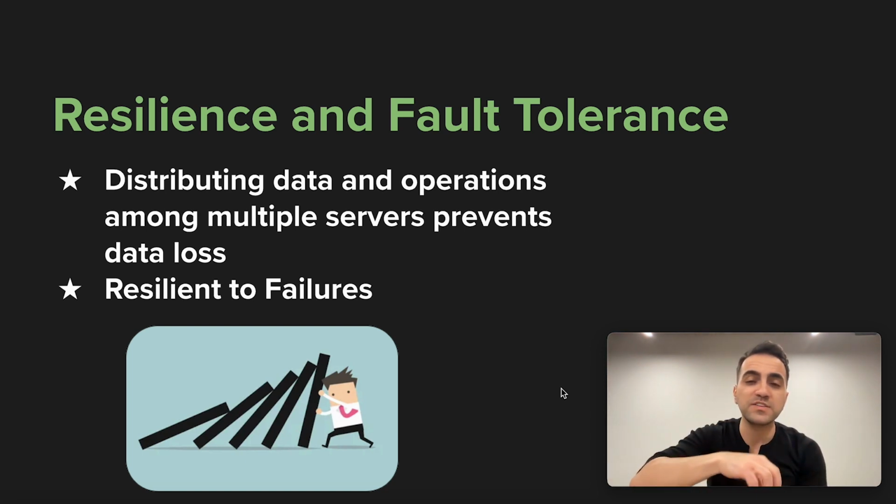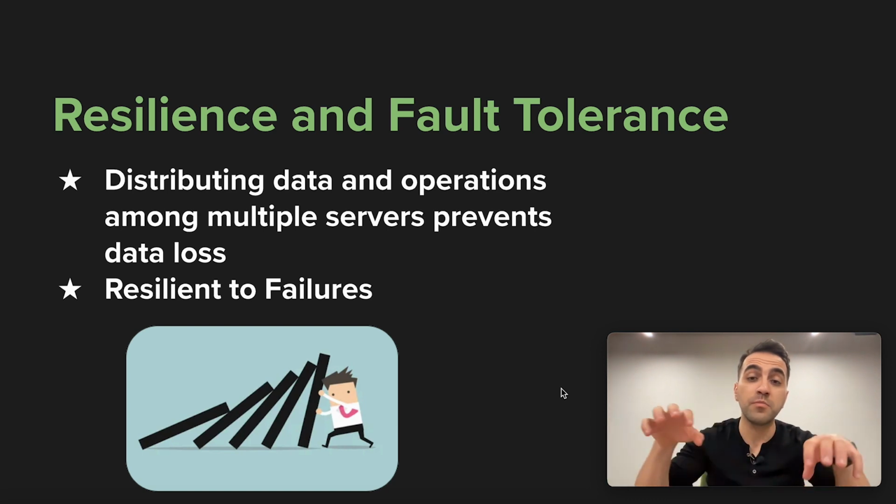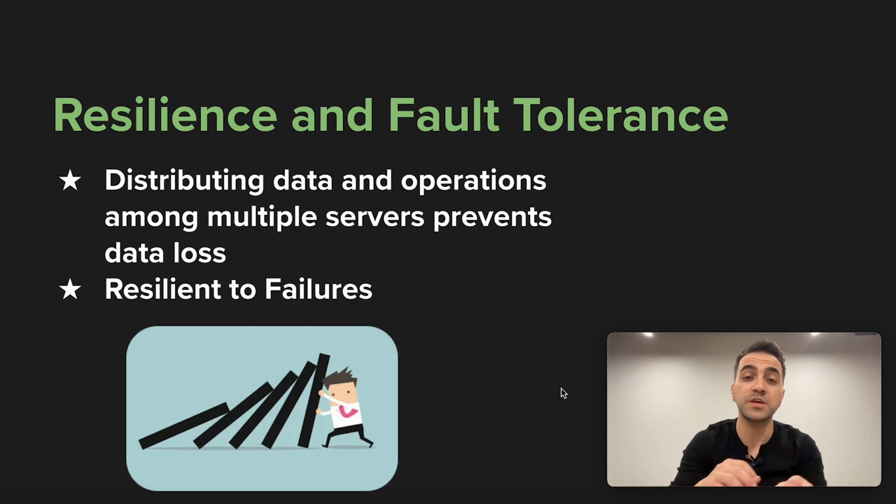When you have multiple servers for your operations and your data, your system becomes more resilient to failures and errors and natural events. For example, in databases, relying on a single node to store all of your data would be terrible if something bad happens. It would risk losing all of your data. Therefore, distributing the data among multiple nodes prevents losing all of your data. And this is very important for companies like YouTube, for example.